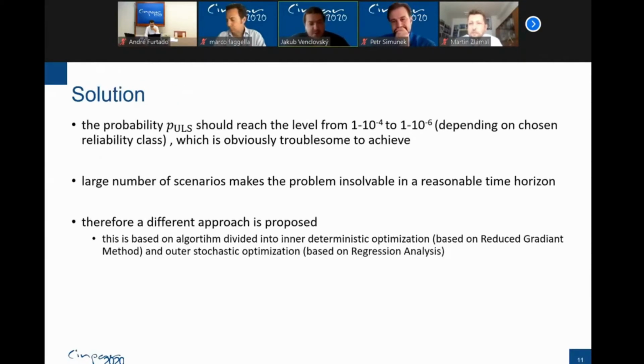And what is my proposed method of solution? Since the probabilities have to reach a high level of precision, for ULS, depending on the reliability class, from 1 minus 10 to the minus 4 to 1 minus 10 to the minus 6, it's troublesome to achieve using optimization. So what I propose is to use an algorithm divided into an inner deterministic optimization, which is based on the reduced gradient method, and an outer stochastic optimization, which is based on regression analysis.